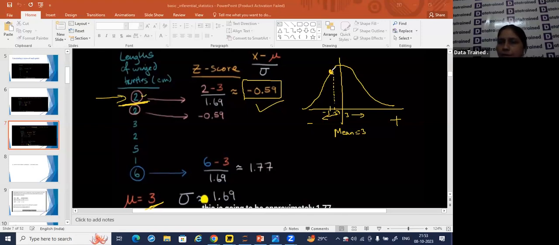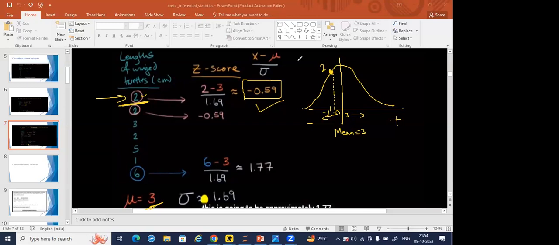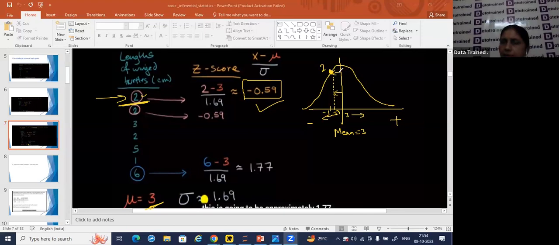What does it mean? The data point 2 is 0.59 standard deviations below the mean.